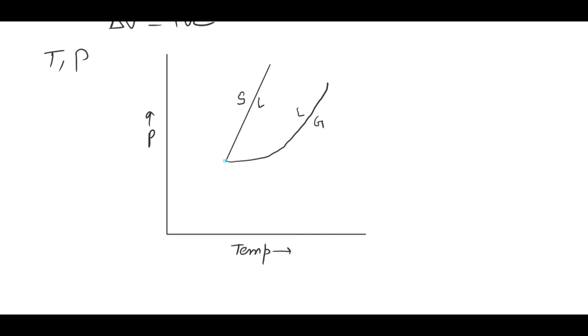This point is known as the triple point. The definition of the triple point: it is a point at which the three phases, that is solid, liquid and gas, coexist at equilibrium. Hence, mu of solid is equal to mu of liquid is equal to mu of gas at the triple point.